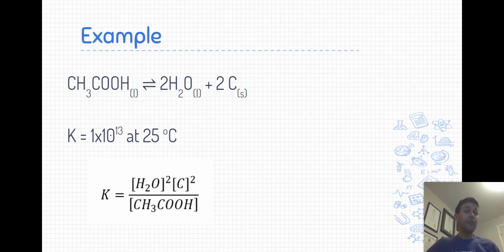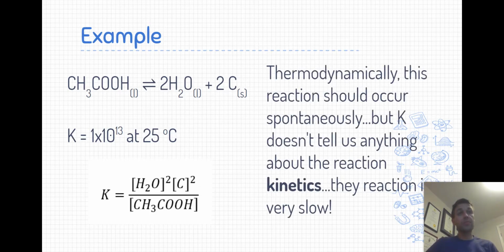So looking at the value for K at 25 degrees Celsius, we'd expect this reaction to happen spontaneously at room temperature. But we simply don't see this happening. We don't see acetic acid just spontaneously decomposing to form solid carbon. And I use this as an example of one of the limitations of the equilibrium law expression. So according to the thermodynamics, this reaction should occur spontaneously.